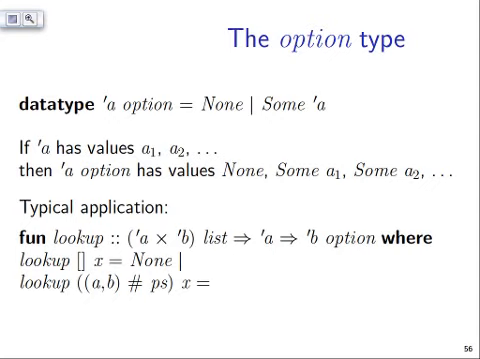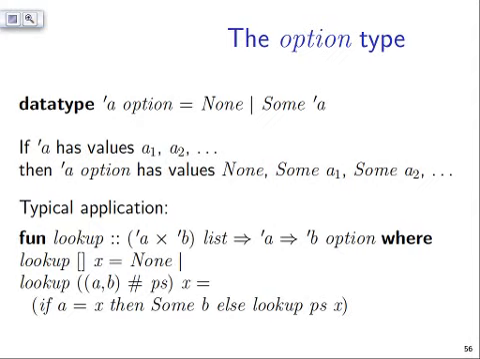And if it's not equal, then you recurse. So that's exactly what's happened here. If A is equal to X, then some B, and else you look up in the rest of the list. So this is the typical application of the option data type.